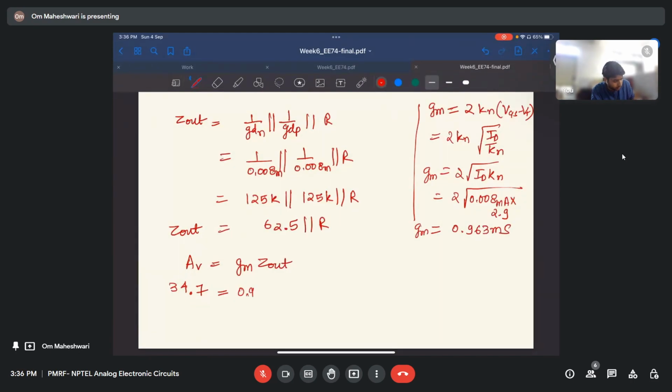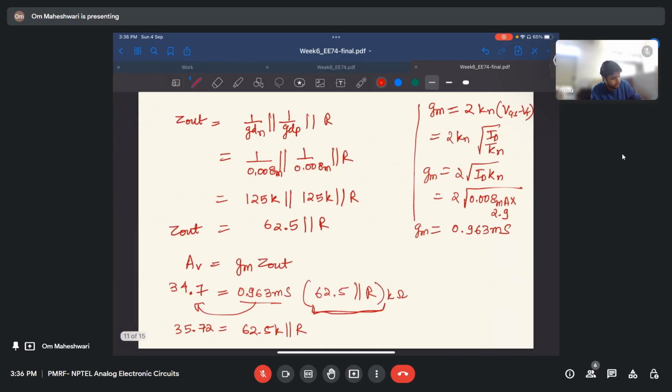So it will be 0.963 millisiemens into 62.5 parallel R. This is in kilo ohms, this value. Okay, so I'll just put this here. So I'll get 35.72 equals to 62.5 K parallel R.